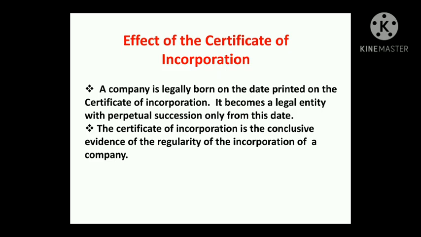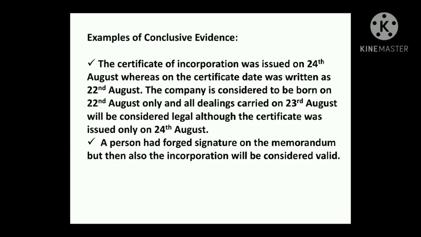Then, let's discuss some interesting examples showing the impact of the conclusiveness of the Certificate of Incorporation. The first one is, the Certificate of Incorporation was issued on 24th August, whereas on the certificate the date was written as 22nd August. So, the company is considered to be born on 22nd August only, and all dealings carried on 23rd August will be considered legal, although the certificate was issued only on 24th August.